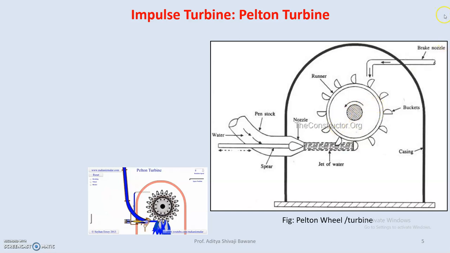If you observe this operation, the overall operation is carried out at atmospheric pressure. Water comes through a pipe, and whenever it emerges from the jet, atmospheric condition appears, and when it leaves the bucket, there is also atmospheric condition. So kinetic energy is converted into rotational energy of this disc, which rotates the shaft, and due to the rotation of the shaft, which is attached to the alternator and generator, electricity is generated.